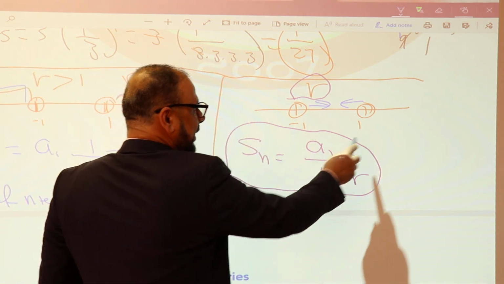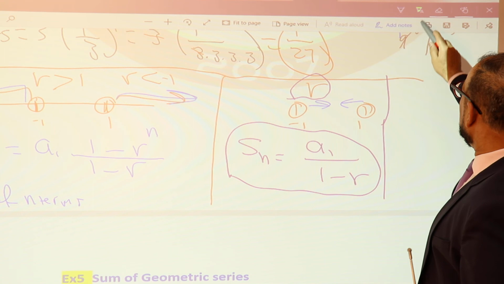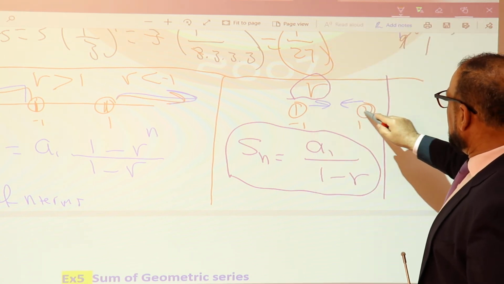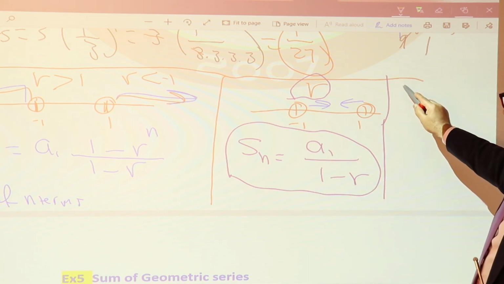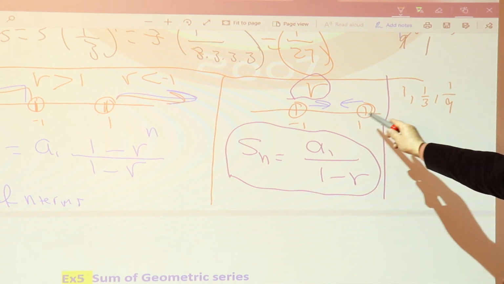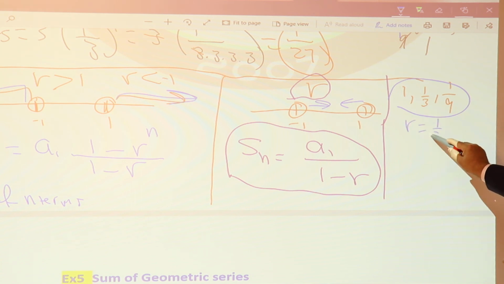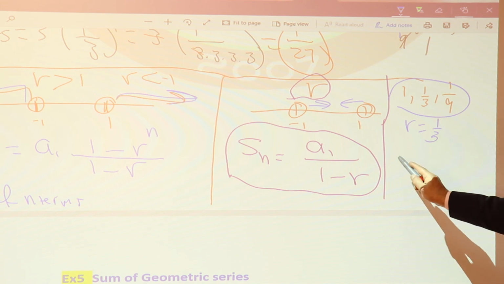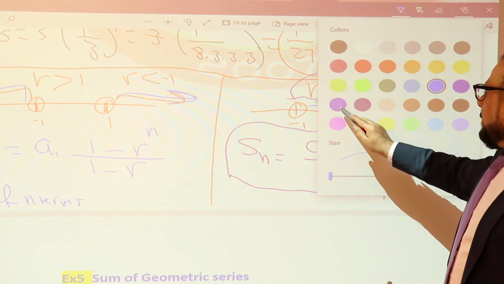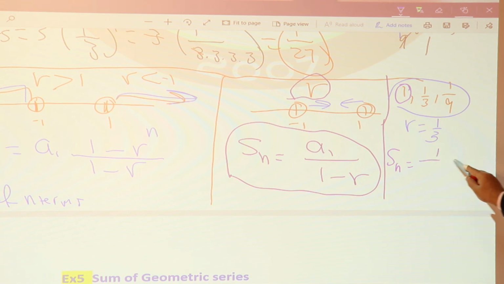Example, my previous example, you remember that one? The one before, 1, 1/3, 1/9, that one. This belongs to r equals 1/3, right? r equals 1/3 is here. What's the sum of this guy? The sum is a1, which is 1, over 1 minus 1/3. Easy. This goes from here till infinity.